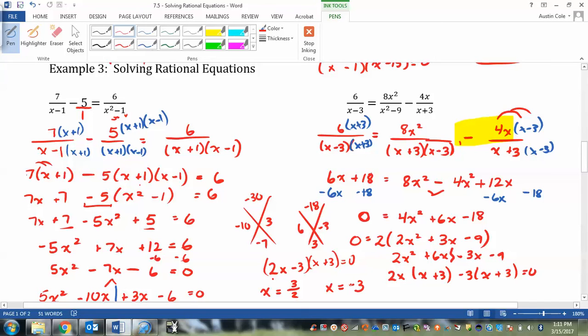We go to check to see if they make any of them 0. Do any of these make our denominator 0? If I plug negative 3 in here, what do I get? 0. Or if I plug in negative 3, what's negative 3 squared? 9 minus 9 is 0. So that needs to be omitted. That is not a solution. That's extraneous. This one does work.